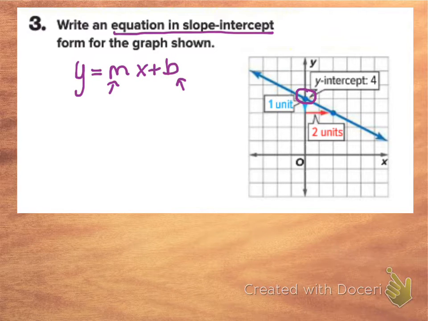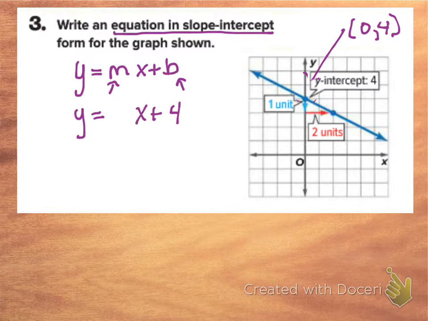The ordered pair for that spot is 0 across, and you're looking at that we went up 1, 2, 3, 4, so that's at (0, 4). I can plug that in as +4, and now I just need to determine the slope, and the slope is highlighted for us here.